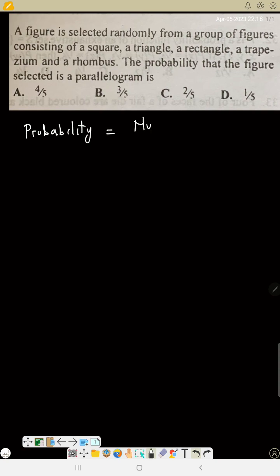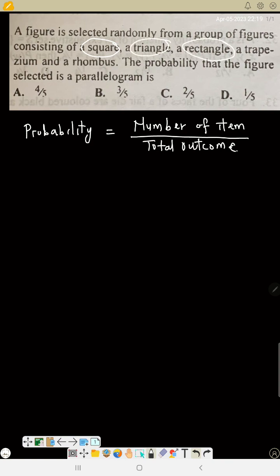is number of items over total outcome. So the total outcome here, that is the total number of shapes. We have a square, that is 1, a triangle 2, a rectangle 3, trapezium 4, rhombus 5. So our total outcome here is 5. That is, everything we'll do here will be divided by 5. So that is over total outcome.